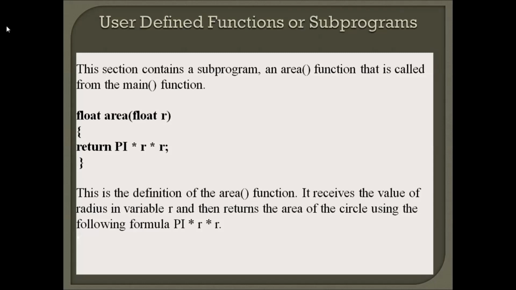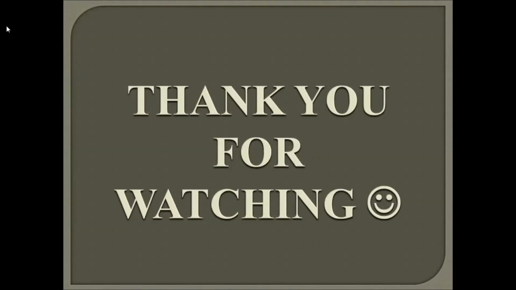So in the global section we have declared the function area, but in the user defined section we are writing the actual code of it. This is the definition of the area function. It retrieves the value of the radius in variable r and then returns the area of the circle using the following formula, pi r square. And one more thing, whatever code you write in a C program should be within the braces.